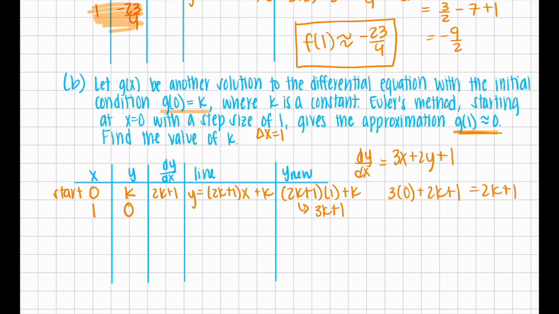But we know that whatever we get here for our new y needs to match this number right here. So we can say 3k plus 1 has to equal 0. Solve for k. K is negative 1/3. And that is our answer.